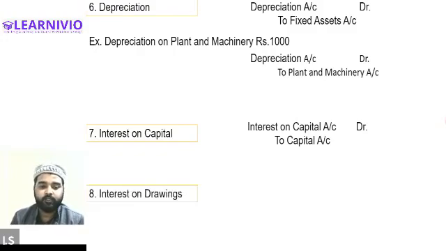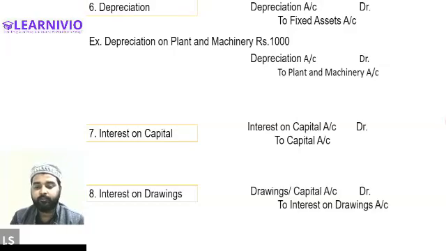So let's suppose there is one more additional adjustment entry, that is interest on drawing. Interest on drawing is also a liability for the business, and the general entry for this will be the capital account debit to interest on drawing account. Whenever there are drawings, it reduces the value of the capital in the business. Drawing reduces the value of the capital. Similarly, if there is interest on drawing, it will also reduce the value of the capital. And whenever capital reduces, we debit the capital account to interest on drawing account.